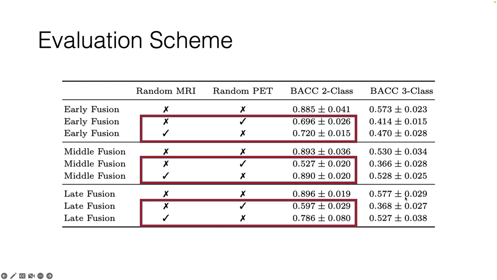So for all types of fusion, when testing on partially random data, there are larger drops when PET is randomized. Accuracies you see are close to random chance, or 0.5, with this 0.527, 0.597.